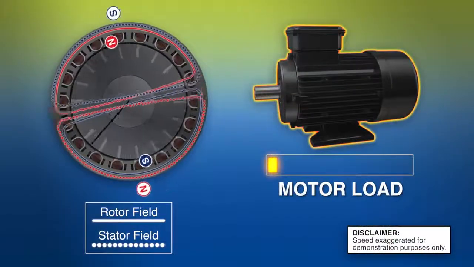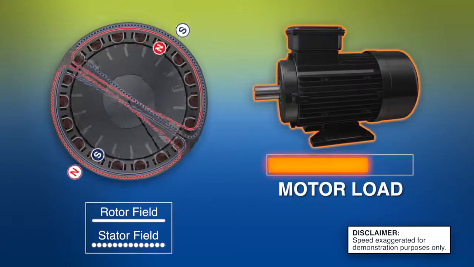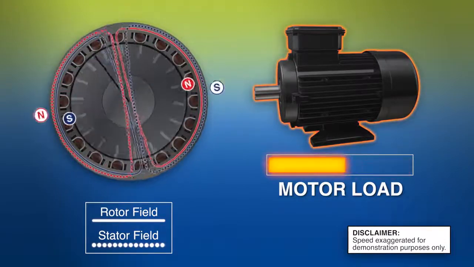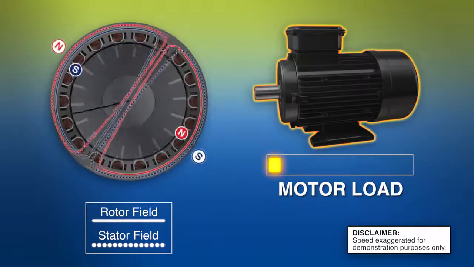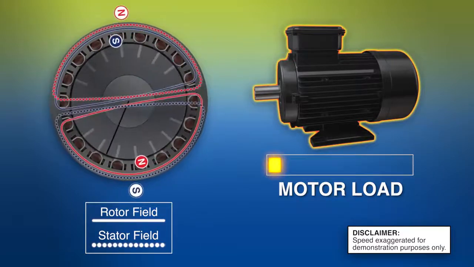To illustrate slip, pay attention to what happens to the speed of the motor as the load is increased and decreased. You can see that as the motor load increases, the mechanical speed of the motor decreases. And as the load is decreased, the speed increases. This increase and decrease in motor speed due to load is called slip.